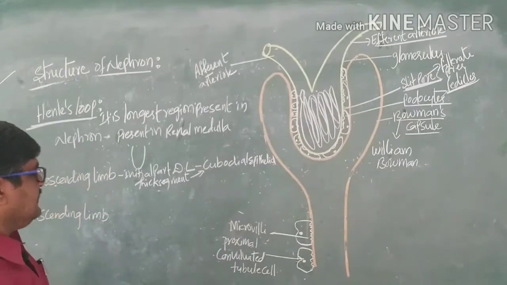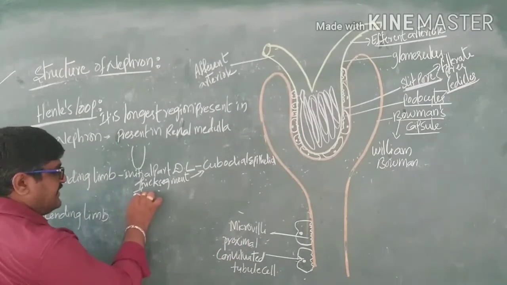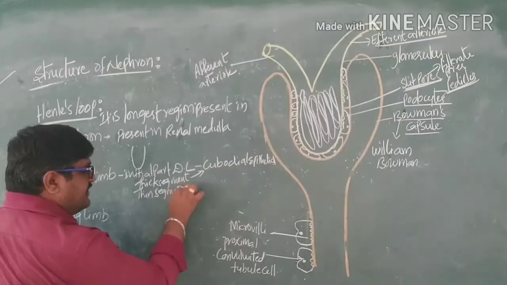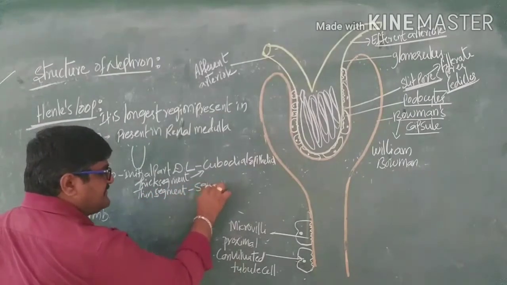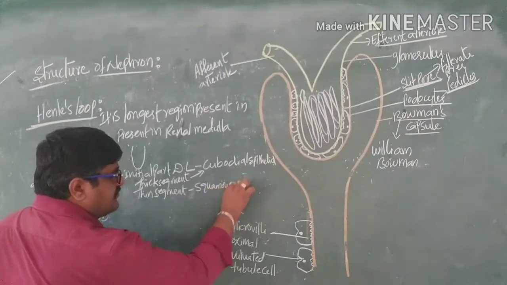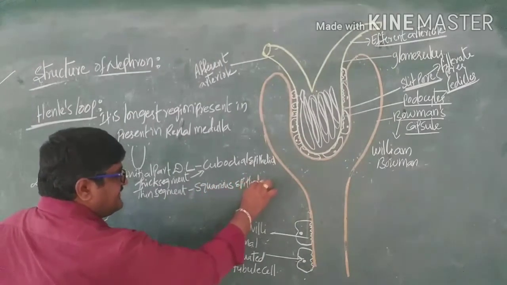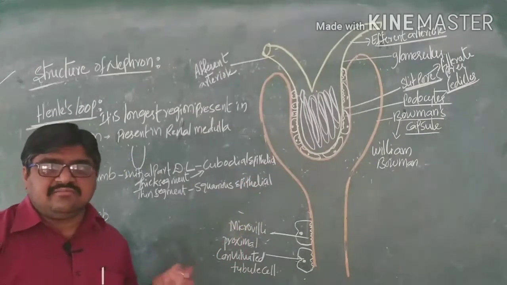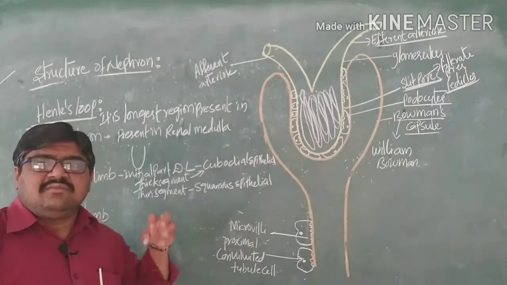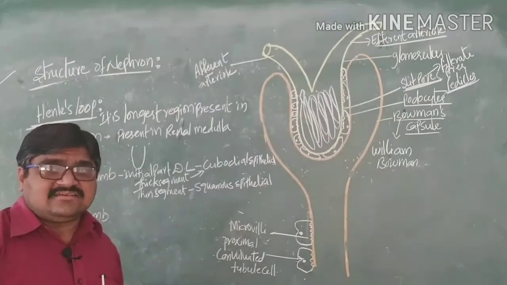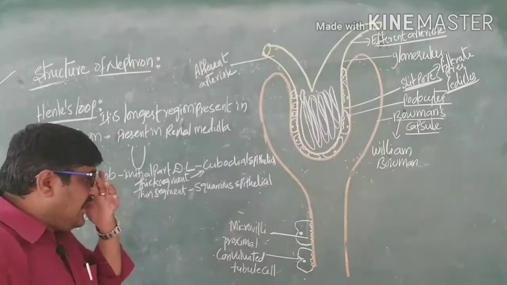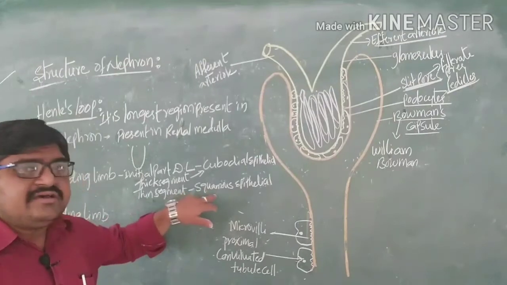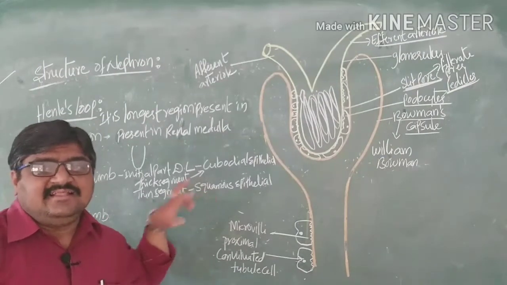Next to this, there is a thin segment, which is made up of squamous epithelial cells. That means it is made up of two segments. The initial part is a thick segment consisting of cuboidal epithelial cells, and next to this is a thin segment made up of squamous epithelial cells.